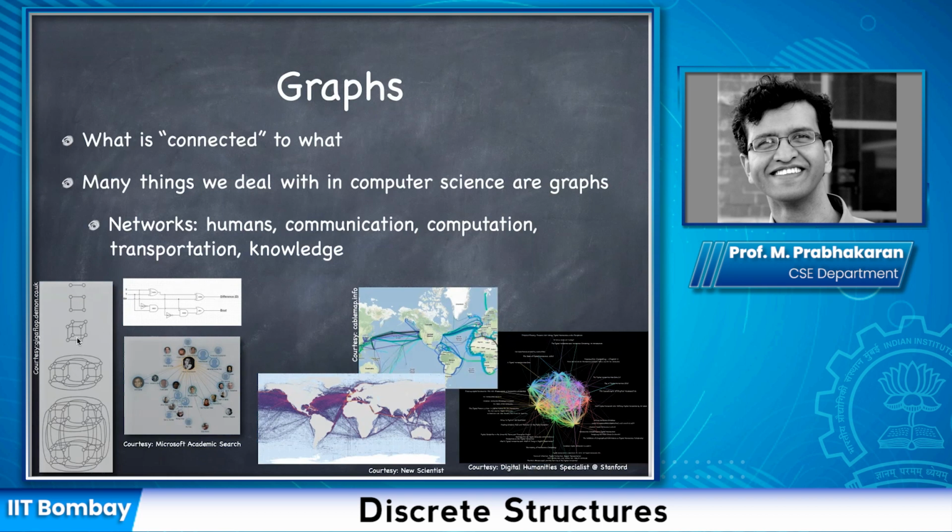Or in a supercomputer, you could have nodes connected to each other using some connections. And that's also a graph, the way in which they are connected. More abstractly, you could have communication networks, transportation networks, or even knowledge, things like citation of one paper to another, or the URLs, how various web pages point to each other. They all give you various graphs, and they come up all the time in computer science.